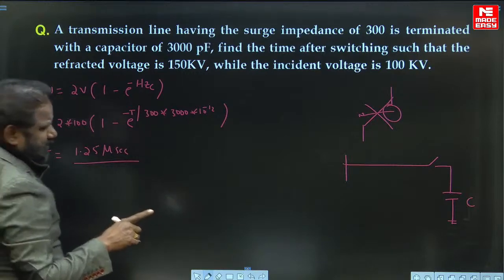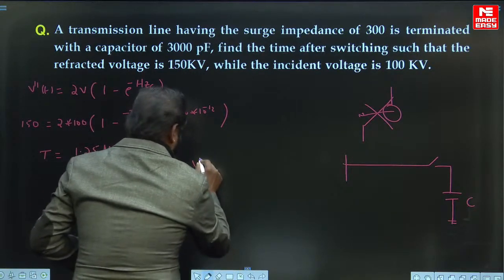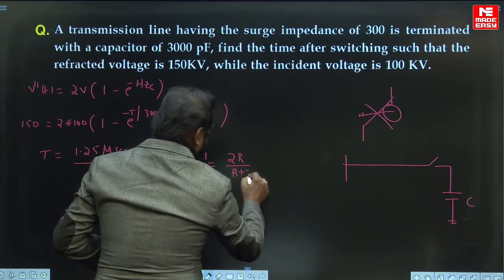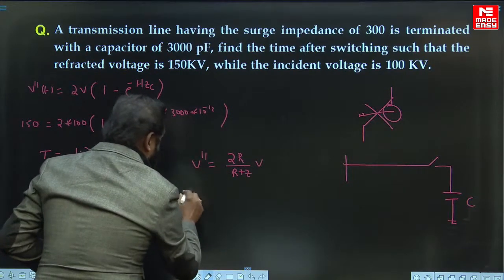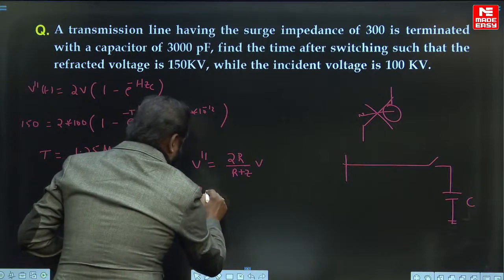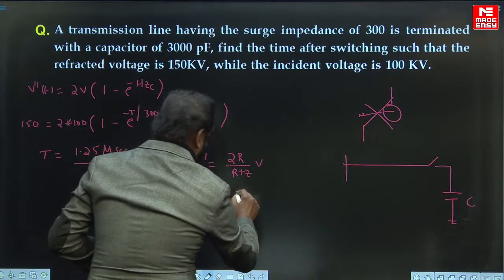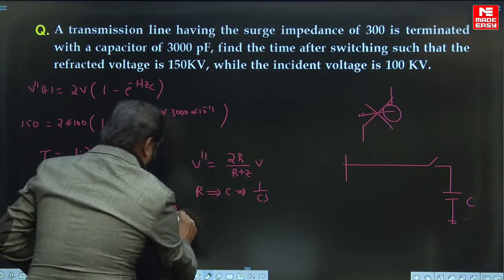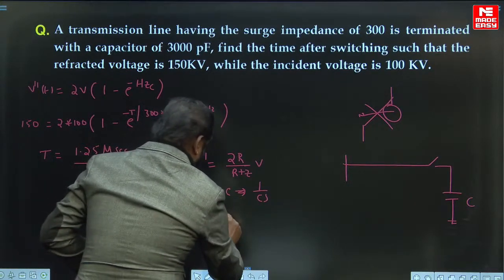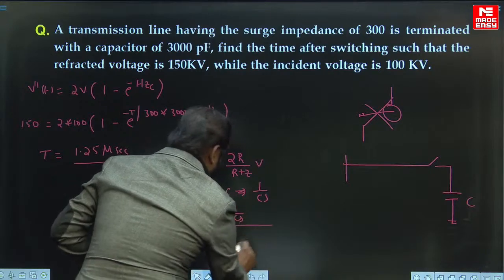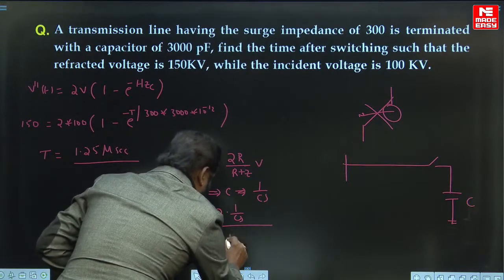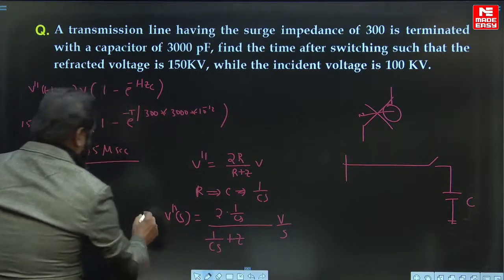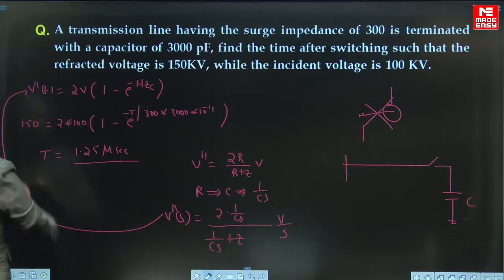It is also the same as having V double dash equals 2R by R plus Z into V. Now here, if we put capacitance in place of R, what is the impedance function of capacitance? 1 by CS. So V double dash of S equals 2 into 1 by CS divided by 1 by CS plus Z into V by CS. Take the solution of this, take its inverse Laplace, and you will get this one.